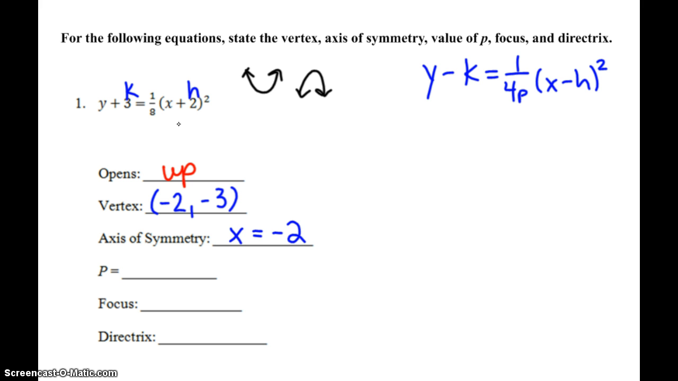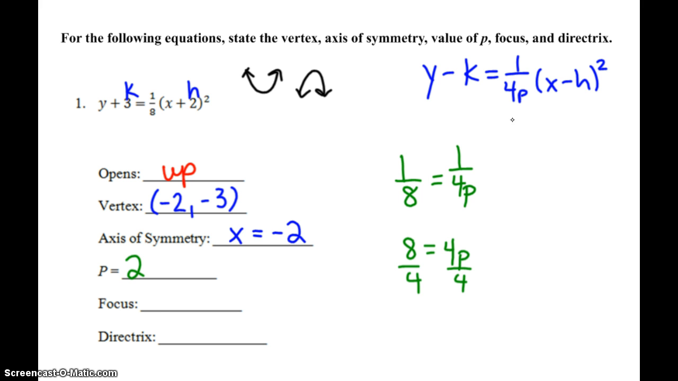Alright, in order to find p, we're going to take this 1/8 again. And this time we're going to set it equal to 1 over 4p, because that's where it's sitting in the formula, right in front of the parentheses. So cross multiply, I have 8 equals 4p. Divide both sides by 4, and you get that 8 divided by 4 is 2. So my p value is 2.